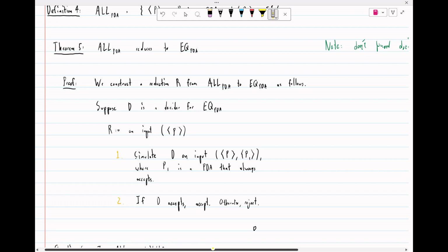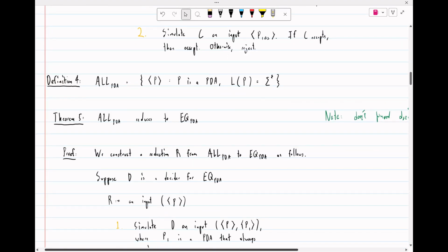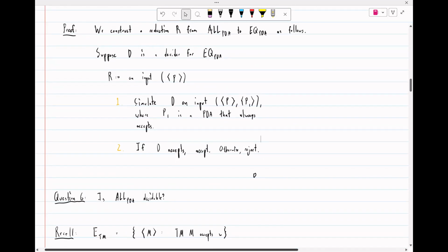In some sense, ALL PDA seems a little more tractable to work with because we're only dealing with one PDA now instead of two, right? So, all right. Any questions about this? Now we've reduced the problem of showing that EQ PDA is undecidable to just showing that ALL PDA is undecidable. Let's see how we're going to do that.